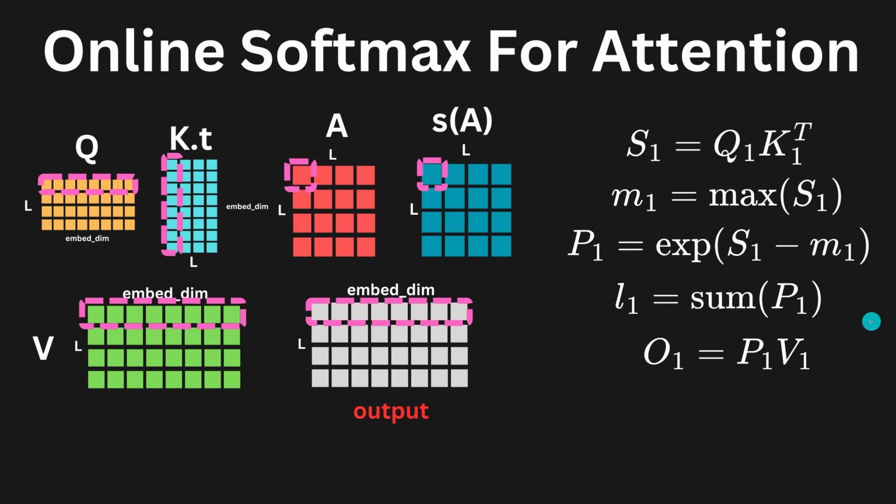L1 is going to be the sum of P1, right? So the sum of exp(s minus m), that's going to be my L1, another running statistic I'm going to keep track of. And then O1, the final output, this O1 right here, is going to be this weight, P1, times this specific value vector, V1. And that seems pretty simple. So let's go on to the next iteration.